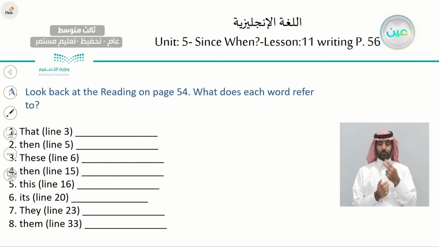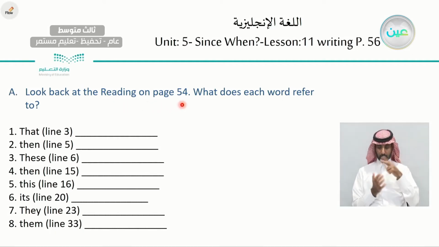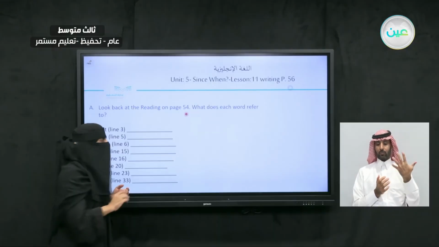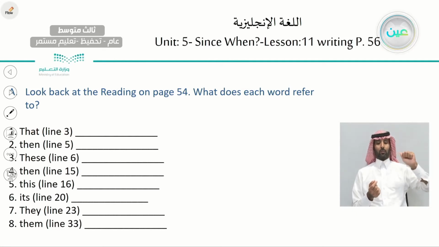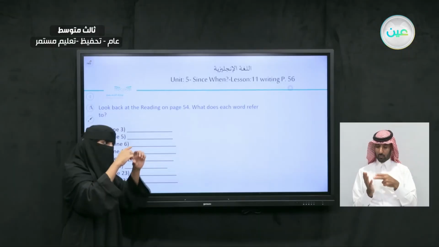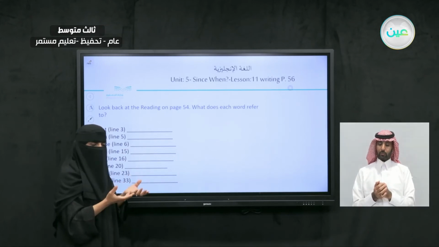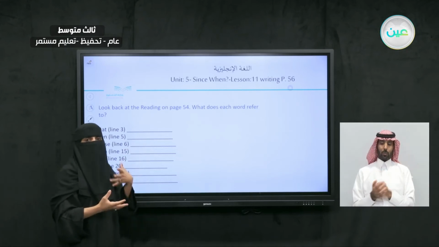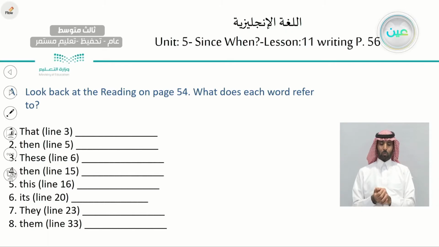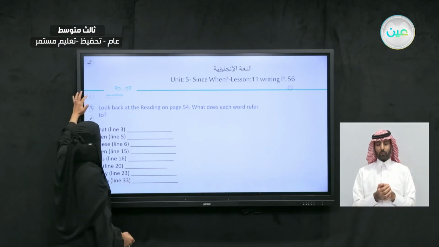Now look at exercise A on the top of page 56. Look back at the reading on page 54. So we have to go to our previous lesson and look at the reading. And then, what does each word refer to? We have that in line 3. It refers to what? Go back to the reading and read the whole sentence, okay? And then tell me that refers to what? What are they talking about? It represents what, okay? Pause the video, think about all these pronouns and what they refer to, and then let's check the answers together.